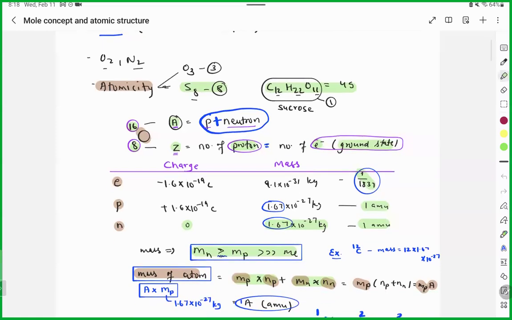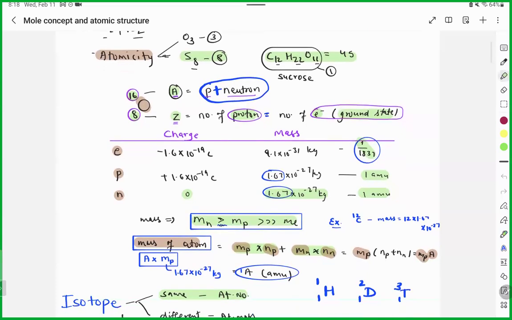Atomicity, number of atoms in a molecular compound. Whenever you write any atom, below you write atomic number Z and above you write atomic mass A. Atomic number is equal to number of protons. Atomic mass is protons plus neutrons.